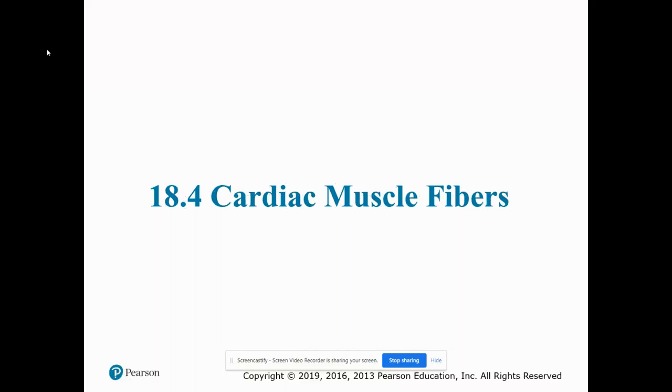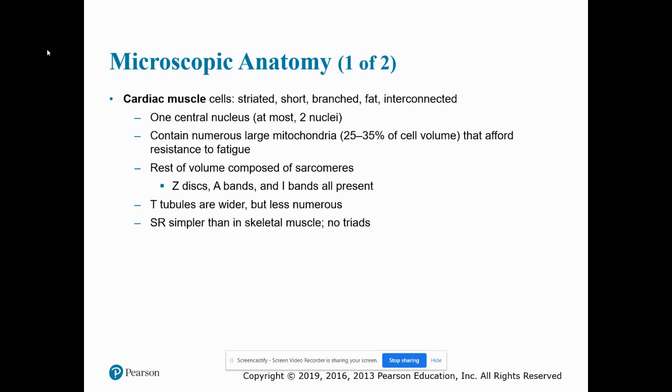Okay, so we're still in chapter 18, and this is going to be on cardiac muscle fibers. And we're going to start off by talking about cardiac muscle cells, so the microscopic anatomy. So cardiac muscle cells are striated, short, branched, fat, and interconnected. They have one or two nuclei, two at the most.